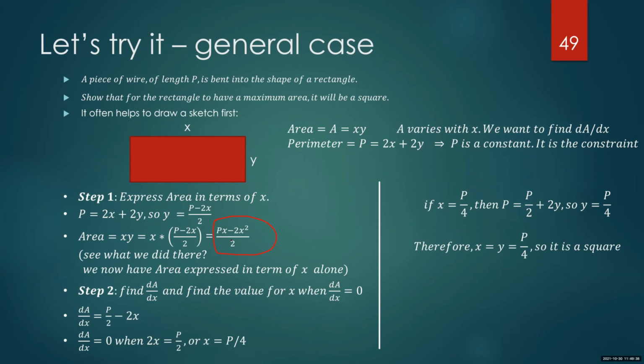The next thing then is, is it a local minimum or a local maximum? Well, we had that dA dx is equal to p over 2 minus 2x. We had that over here. And so d2A dx squared is equal to minus 2. So f double dash of x is always negative, so it's a local maximum. And so we've proven what was asked of us.